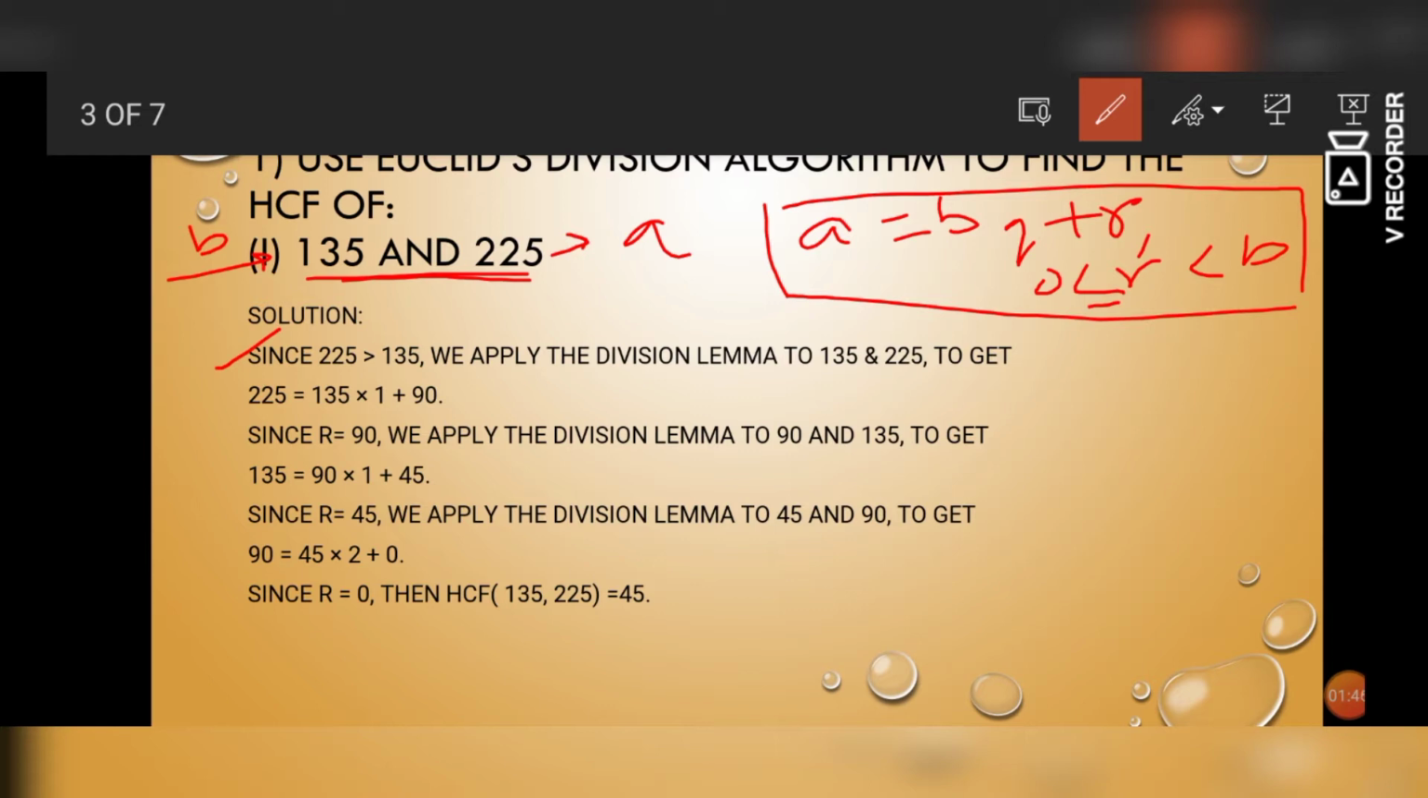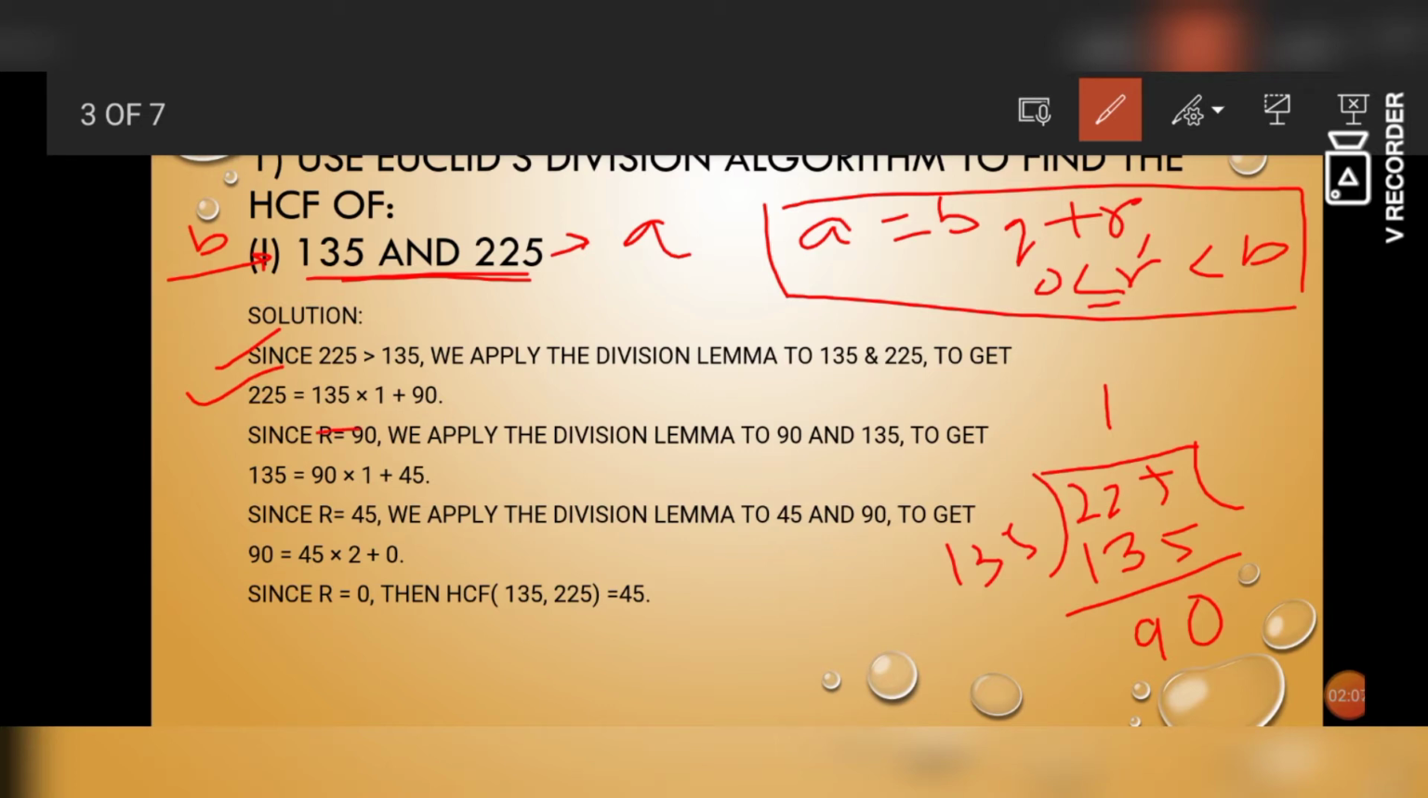So 225 can be divided by 135 and it goes 1 time, and our remainder will be 90. So 225 can be written as 135 into 1 plus 90. Here our remainder is not equal to 0. Since the remainder is not equal to 0, we will continue the division lemma again.